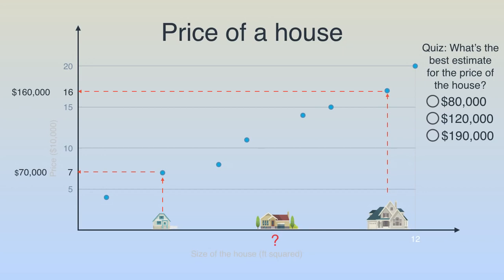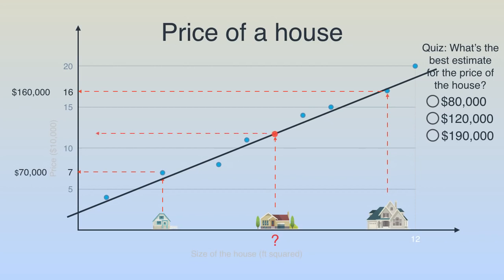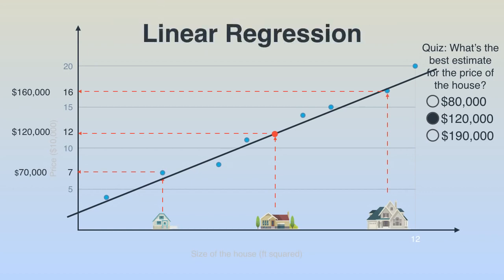Well, to help us out, we can see that these blue points kind of form a line, so we can draw the line that best fits the data. Now on this line, we can say that our best guess for the price of the house is this point over here, which corresponds to $120,000. So if you said $120,000, that is correct. This method is known as linear regression. Now you may ask, how do we find this line?